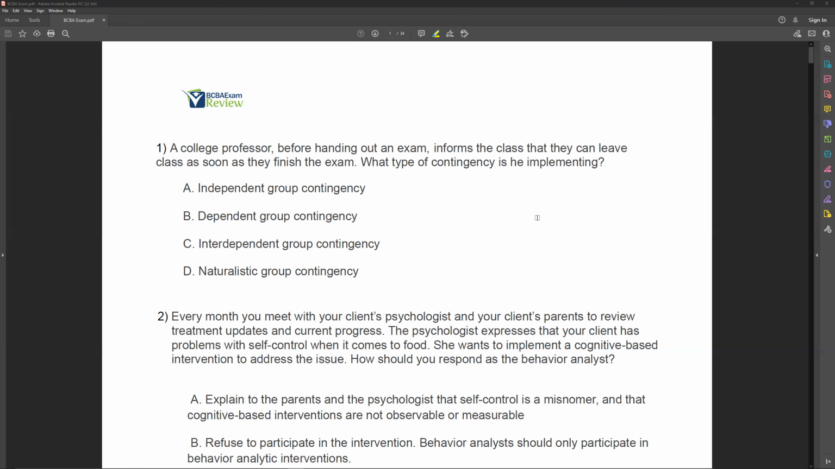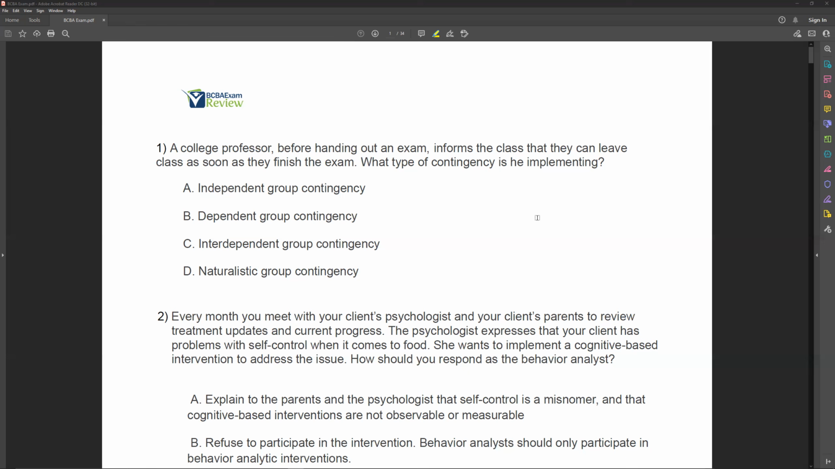So when we're looking at group contingencies, we really have three types we're looking at, okay? This is clearly not a naturalistic group contingency, D, because we're contriving this, right? So we're looking at our other three. We have an independent, a dependent, and an interdependent, okay? What do we know about an independent group contingency? An independent group contingency is based off each individual member of the group. Whenever the individual member of the group meets the criteria, they get reinforced.